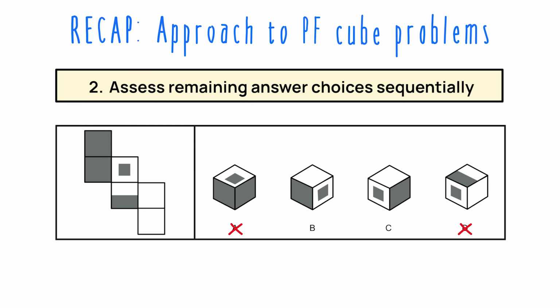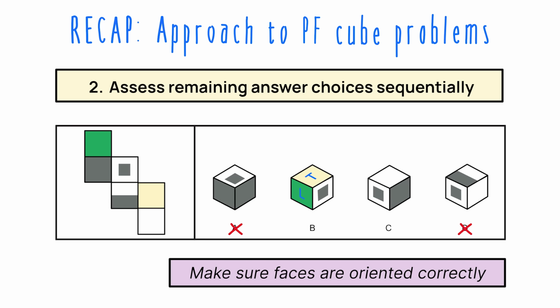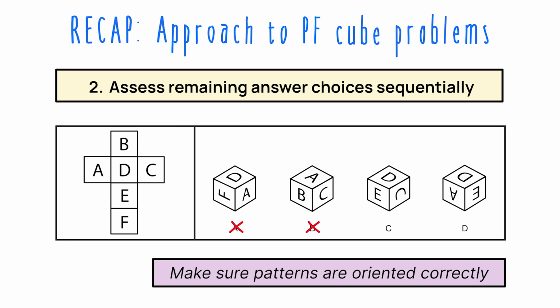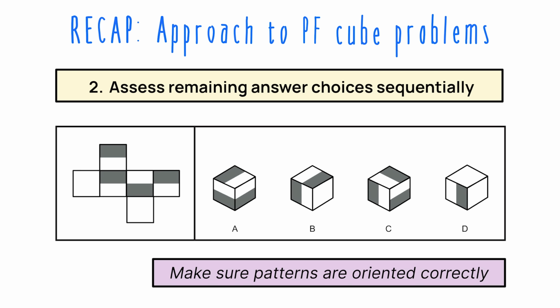After looking at the map, go through answer choices sequentially, looking for the correct positioning of faces and orientation of their patterns. You want to make sure that faces sit on the correct side of the cube in relation to one another. And you want to make sure that their patterns are oriented correctly in relation to one another. This could be symbols pointing in the correct direction, or shaded patterns lining up correctly in relation to one another.